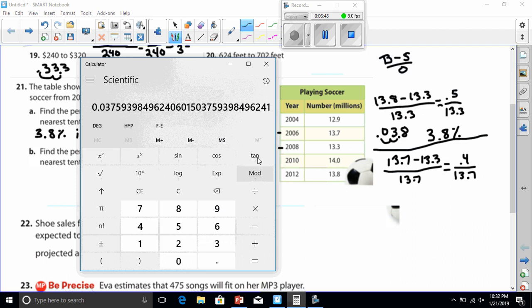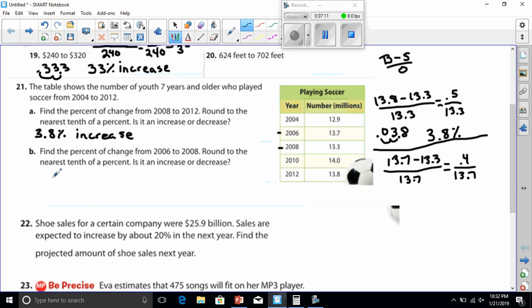Let's put that in our calculator. 0.4 divided by 13.7. That's going to equal 0.0291. Well, 1 is not bigger than 5, so the 9 is going to stay there. When I move it over, it will be 2.9. So I'd make this 2.9%. And since it went down, that's a decrease.